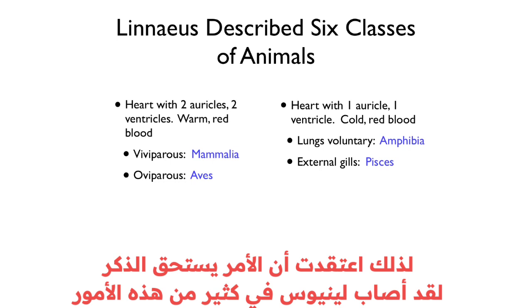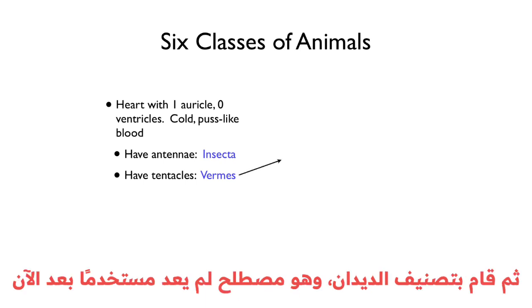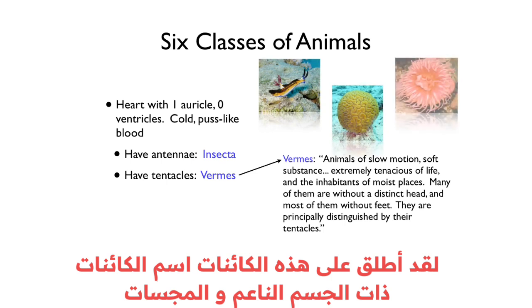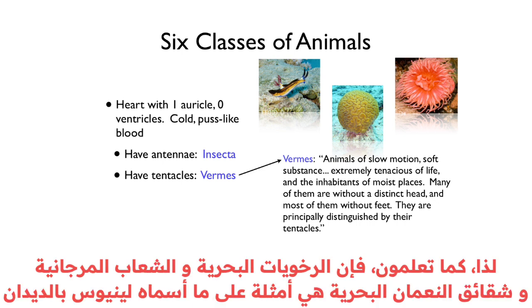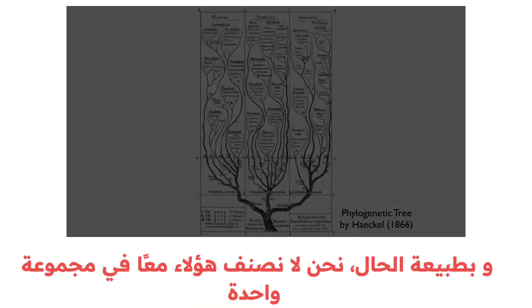Linnaeus got a lot of this stuff right. This is where it kind of fell apart. He classified insects and then vermes, and that's a term that is not in use anymore. He called these basically soft-bodied creatures with tentacles. So, the nudibranchs and the corals and the sea anemones would be examples of what Linnaeus called vermes. And of course, we do not classify those together in one group.